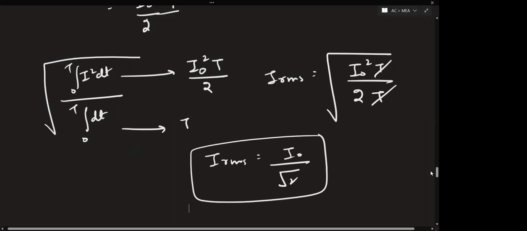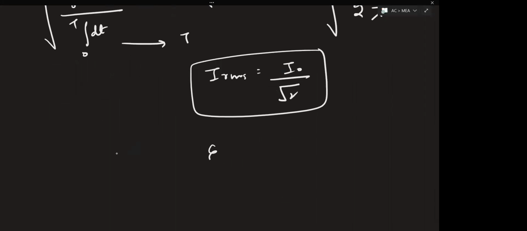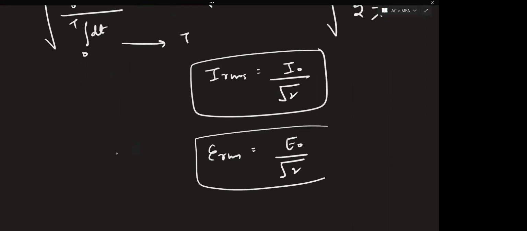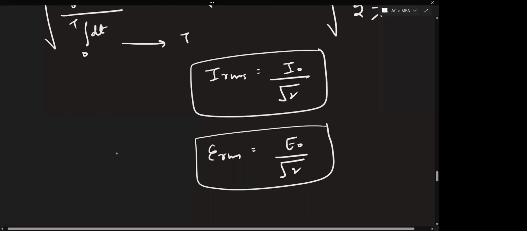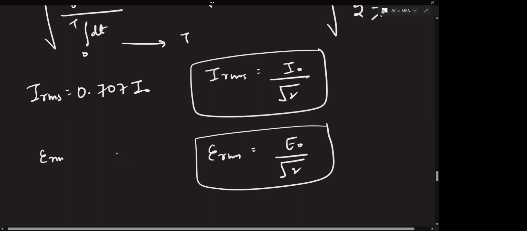Similarly, if you perform the same derivation, just change the value: ERMS will be E naught divided by root 2. This is the value, or you can even write 0.707. IRMS will be equal to 0.707 I naught, because 1 by root 2 is what? 1 by 1.414, and that is equal to 0.707. And ERMS will be 0.707 E naught.